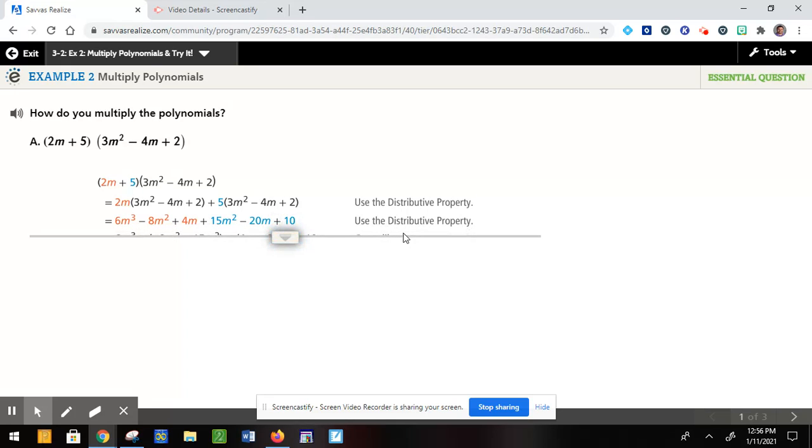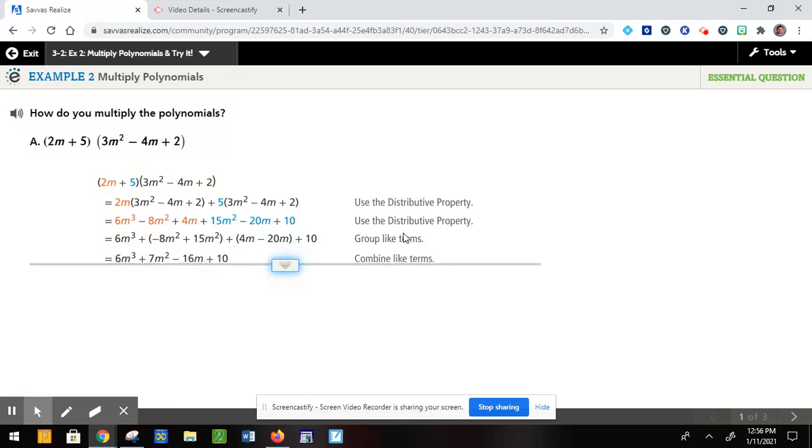They took the 2m and the 5 and separately are multiplying it into that trinomial. You're seeing that happen on the third step there. Then they're grouping like terms, and then they're combining the like terms. So that's it.